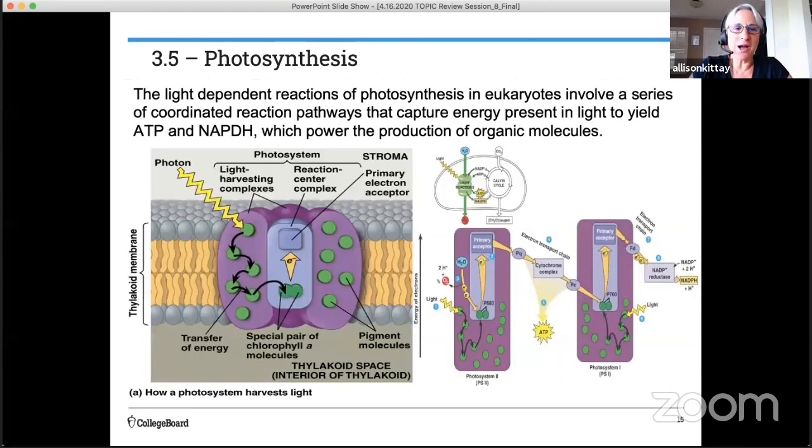Okay, so now we're going to get into the tough part. We're going to talk about how the light-dependent reactions of photosynthesis in eukaryotes actually work. And let me just tell you that the whole point of these reactions is to capture that solar energy and convert it into forms that the plants can use. The forms that we're going to talk about are ATP, which is the universal energy carrier in cells, and you're going to get lots more instruction about that in tomorrow's lesson, and then a molecule called NADPH.